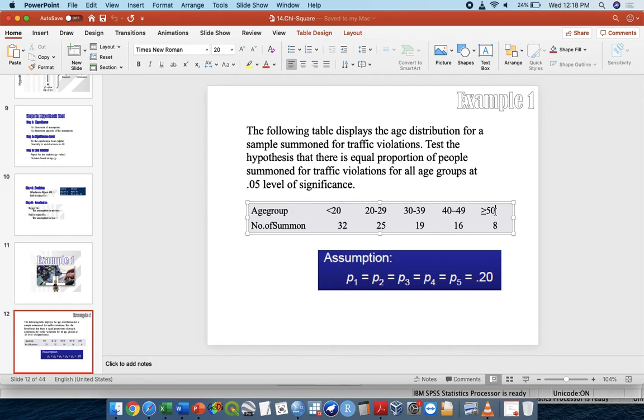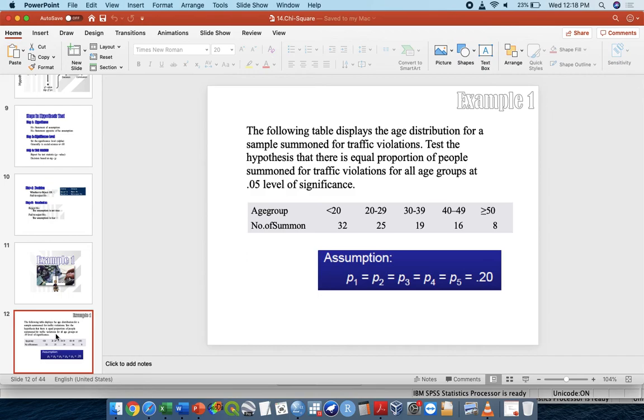The proportions of the people who got summoned, you know summoned? Got tickets, I mean got fined by the police officer, will be similar across all these age groups. Meaning this one 20%, 20%, 20%, 20%, 20%. That is our null. So when we run the hypothesis testing after this, then we know whether it is similar across the different age groups or not similar.